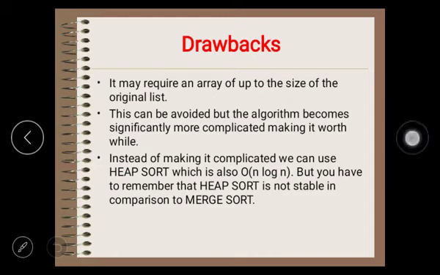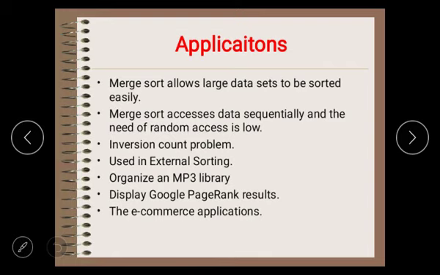So now we'll see what the applications are. Merge sort allows large data sets to be sorted easily, and merge sort accesses data sequentially, and the need for random access is low. We can also use merge sort in the inversion count problem, in external sorting, in organizing an MP3 library, and in displaying Google PageRank results. And of course we can also use it in e-commerce applications. So these are the applications of merge sort.